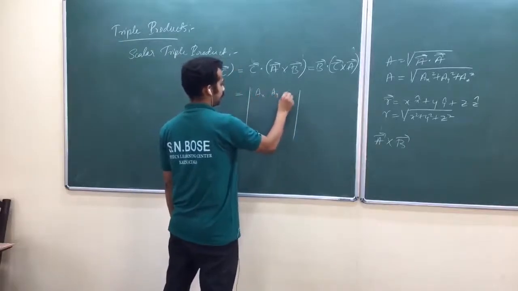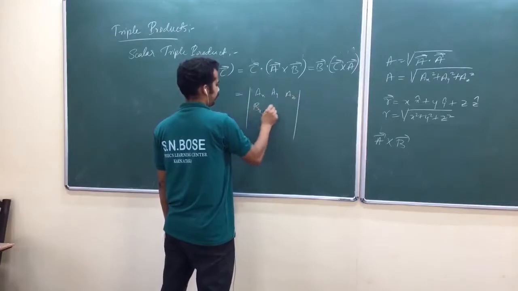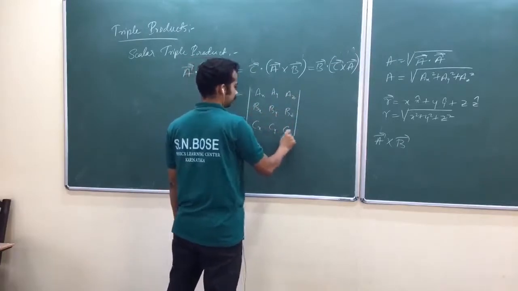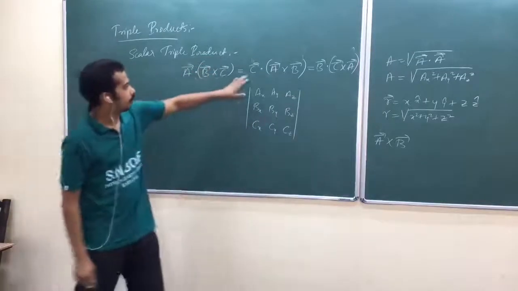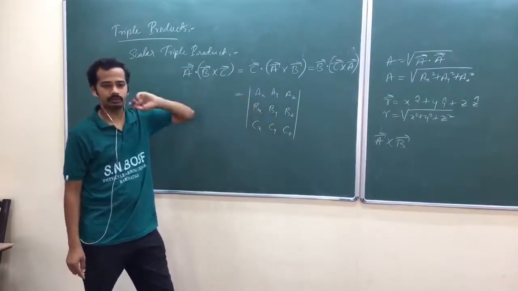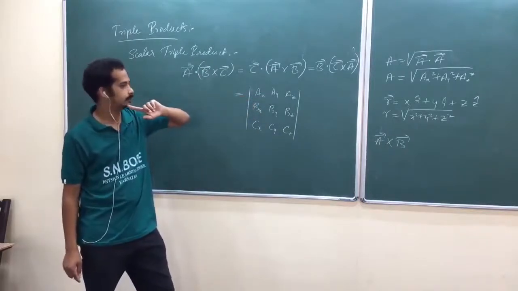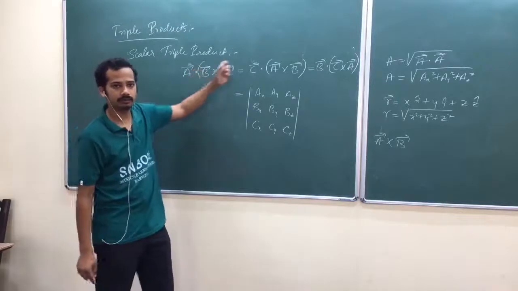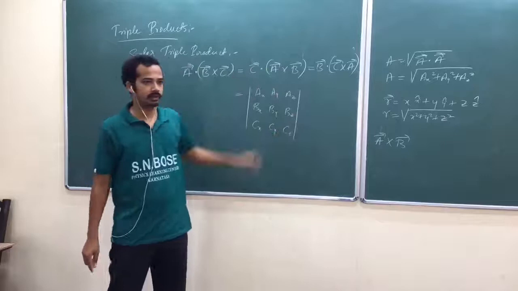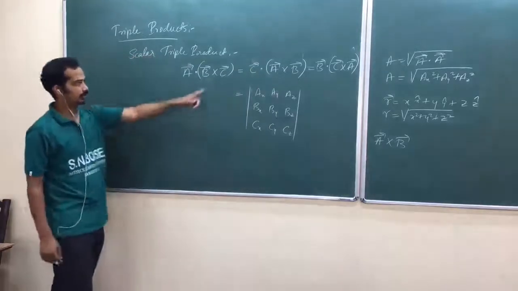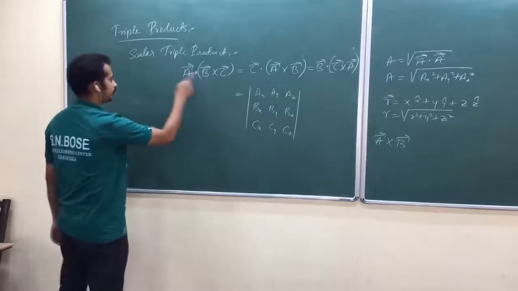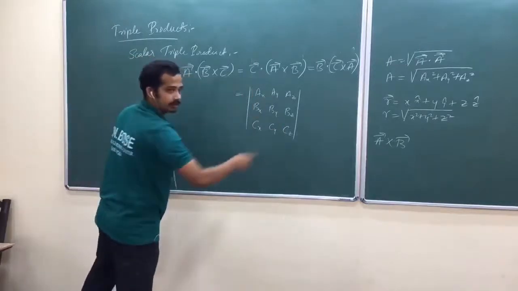AX, AY, AZ, BX, BY, BZ, CX, CY, CZ. You get here. While going from here to here, we have done interchange of two rows. You can check it out. Am I right? While going from here to here, you have interchanged two rows. That's why again there is no negative sign. Remember, if you interchange only, look at here, this is A cross B. Am I right?